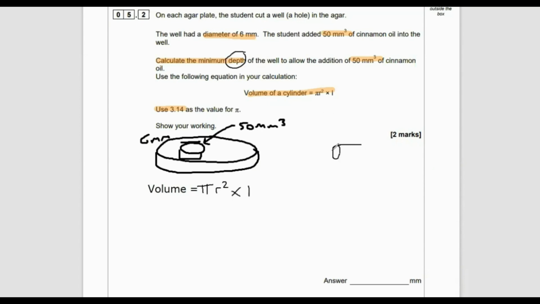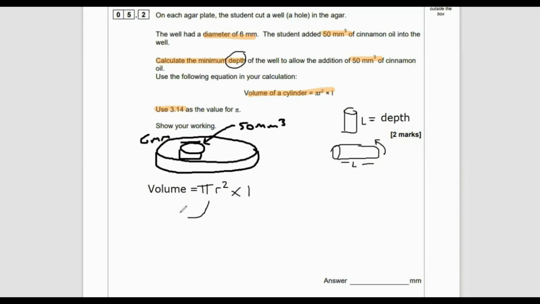Now, if you think about a cylinder, the length of the cylinder is equivalent to the depth because, of course, our cylinder is being cut into the jelly, and that means its length going down once it's cut in is the depth. So that's what we're looking for, guys. We're looking for L here.